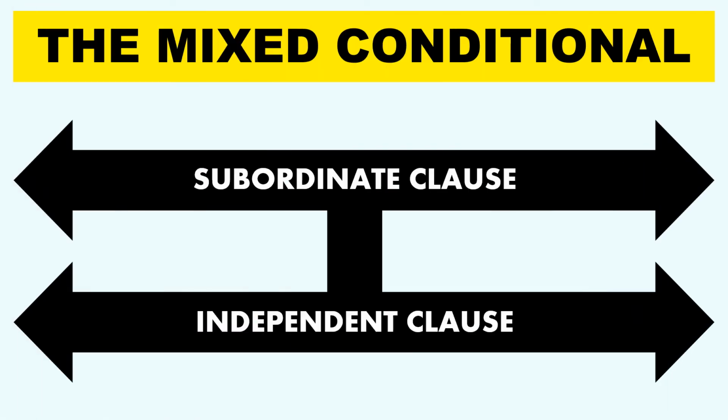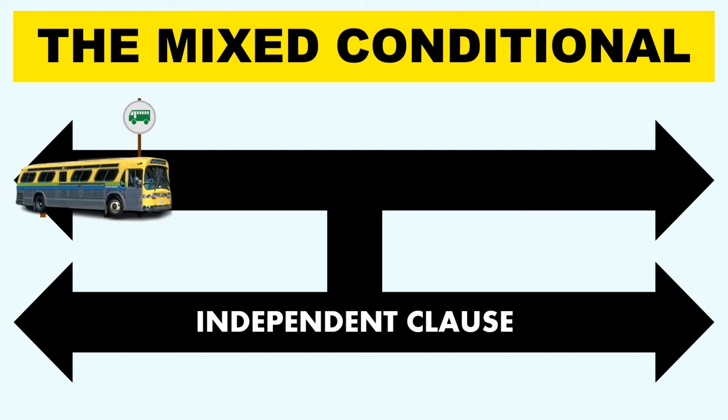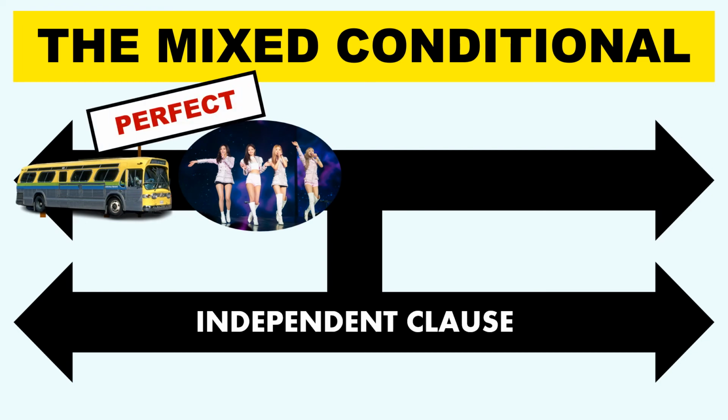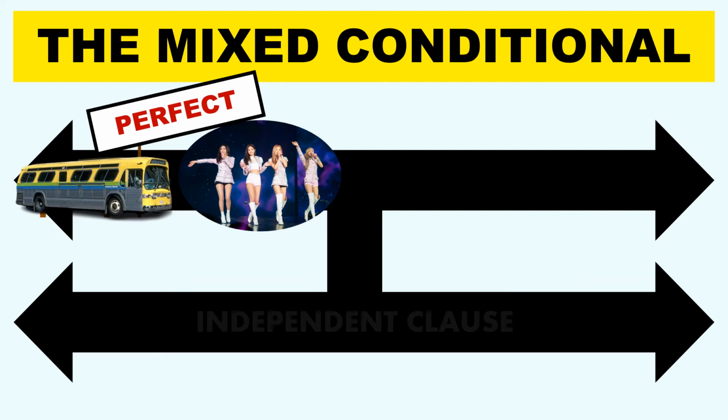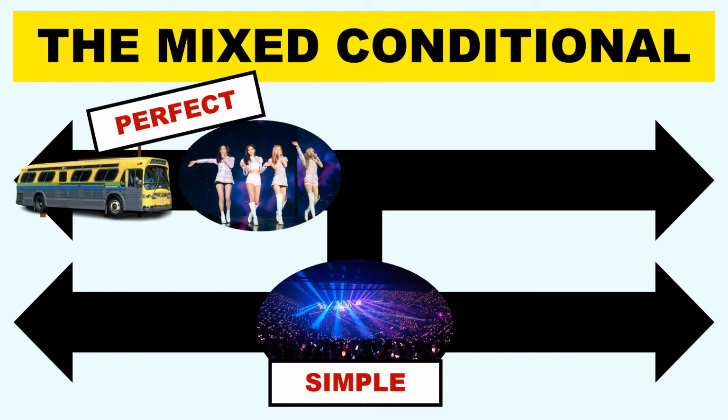Let's take a look at this on our timeline. If the bus had been on time, the bus would be in time before the start of the Blackpink concert. So this past event is taking place before another past event. That means we're in the perfect past. And that has an impact on me right now, because if this bus had been on time, then I would be at the Blackpink concert at this very moment. Therefore, we use simple present for the independent clause.